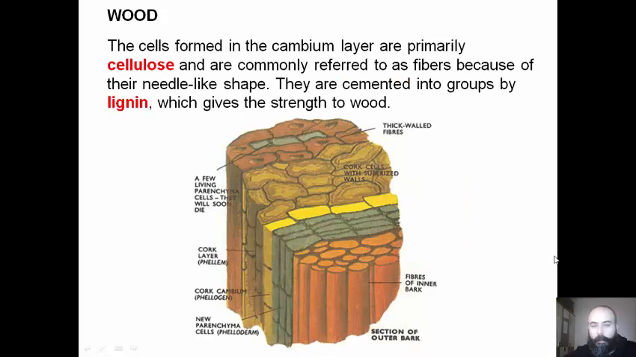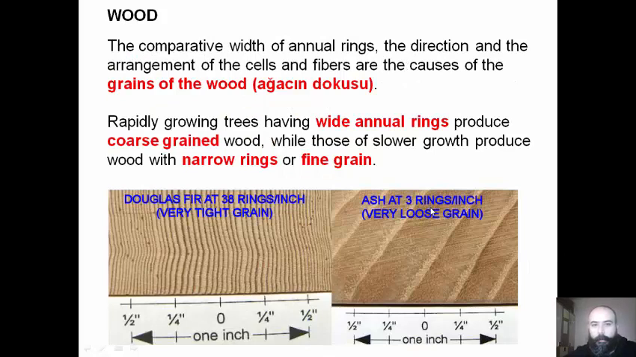The cells formed in the cambium layer are primarily cellulose and are commonly referred to as fibers because of their needle-like shape. They are cemented into groups by lignin, which gives strength to wood. The comparative width of annual rings, the direction and the arrangement of the cells and fibers are the causes of the grains of the wood. Rapidly growing trees having wide annual rings produce coarse-grained wood, while those of slower growth produce wood with narrow rings or fine grain.